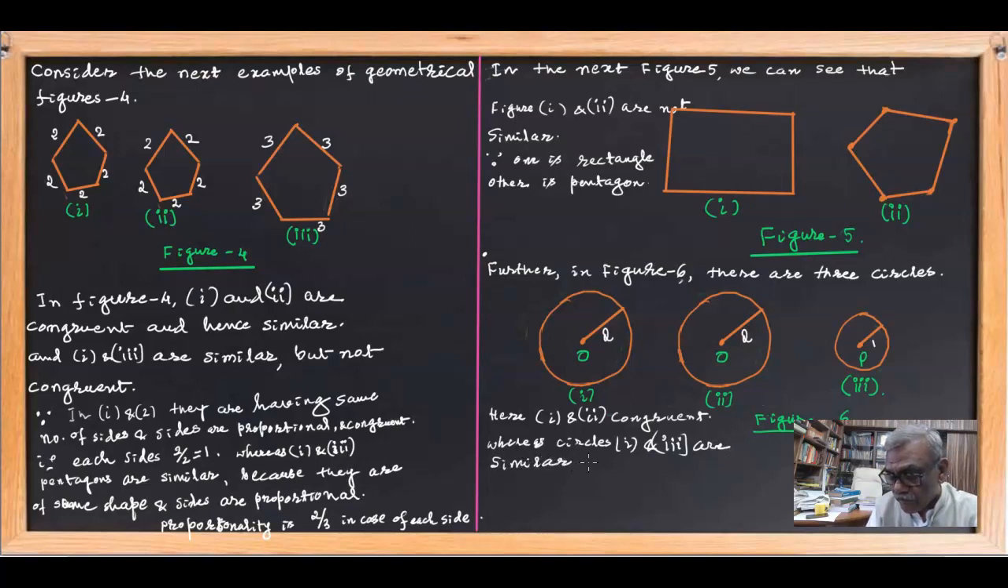because they are of the same shape, and radii are proportional. Whatever may be the radius, proportional.